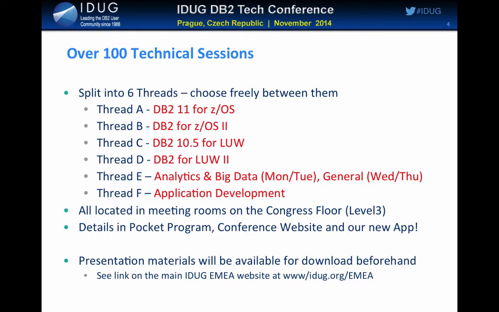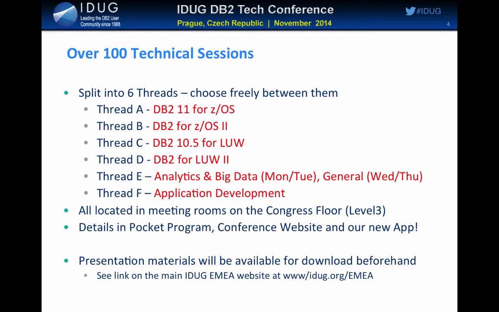But to make it easier to arrange, Thread A and B cover DB2 for z/OS, with Thread A being a specific thread on DB2 11 for z/OS, the latest release. In a similar vein, Thread C and D cover DB2 for LUW, with Thread C covering DB2 10.5. Then Thread E has analytics and big data topics on Monday and Tuesday, and more general topics on Wednesday and Thursday, while Thread F is application development topics throughout the week.